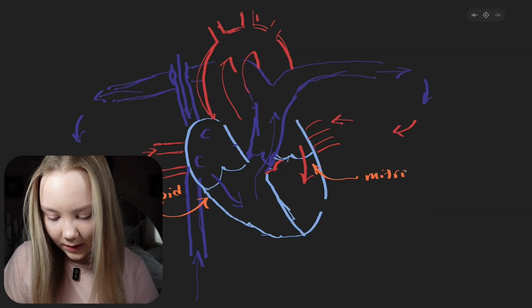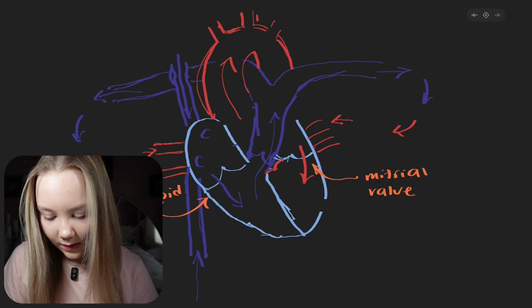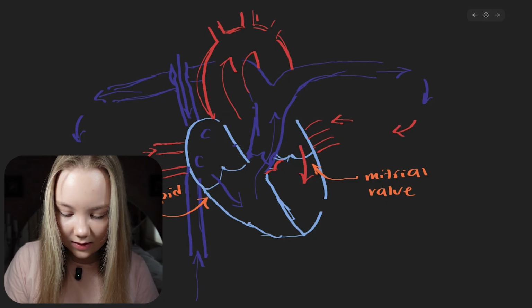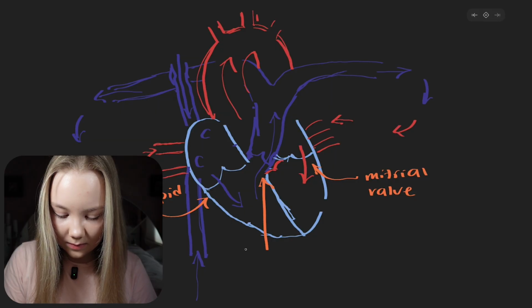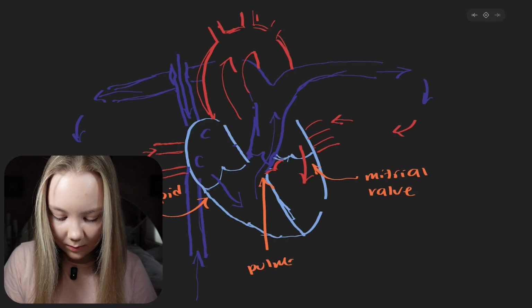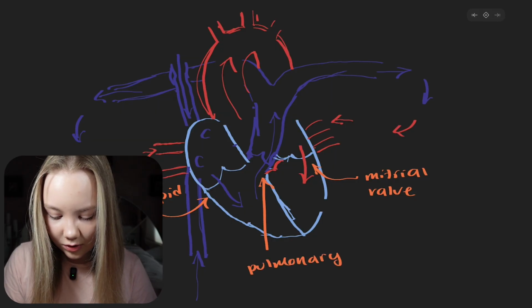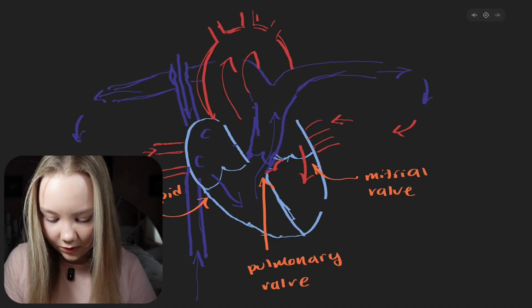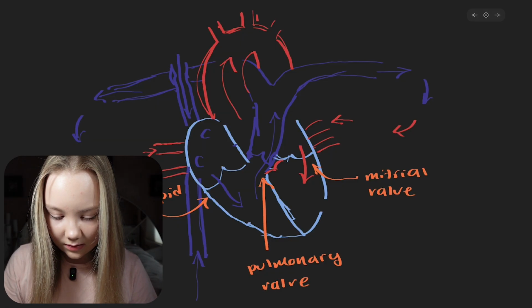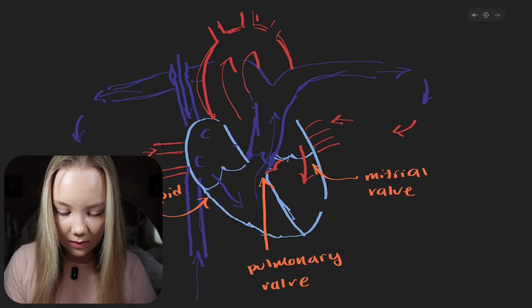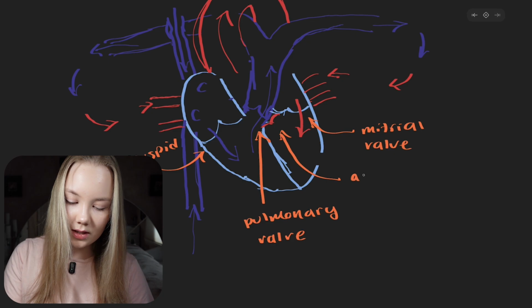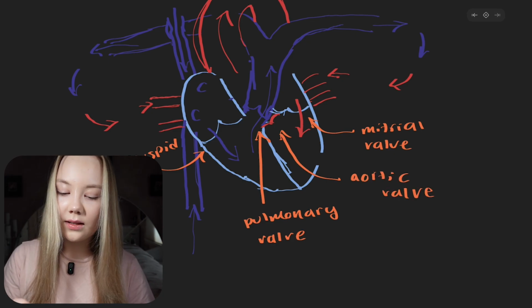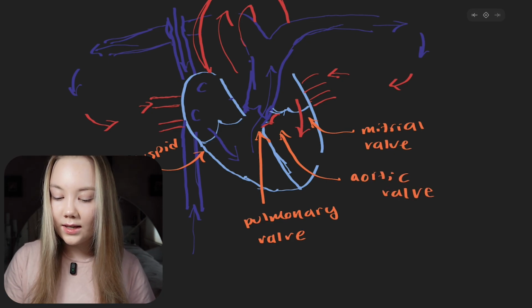Okay, and this is going to be the mitral valve, which is going to be separating the left atrium and left ventricle. And then right here is going to be the pulmonary valve, which is separating the right ventricle from the pulmonary artery. And then we also have one more, which is the aortic valve, separating the left ventricle from the aorta.